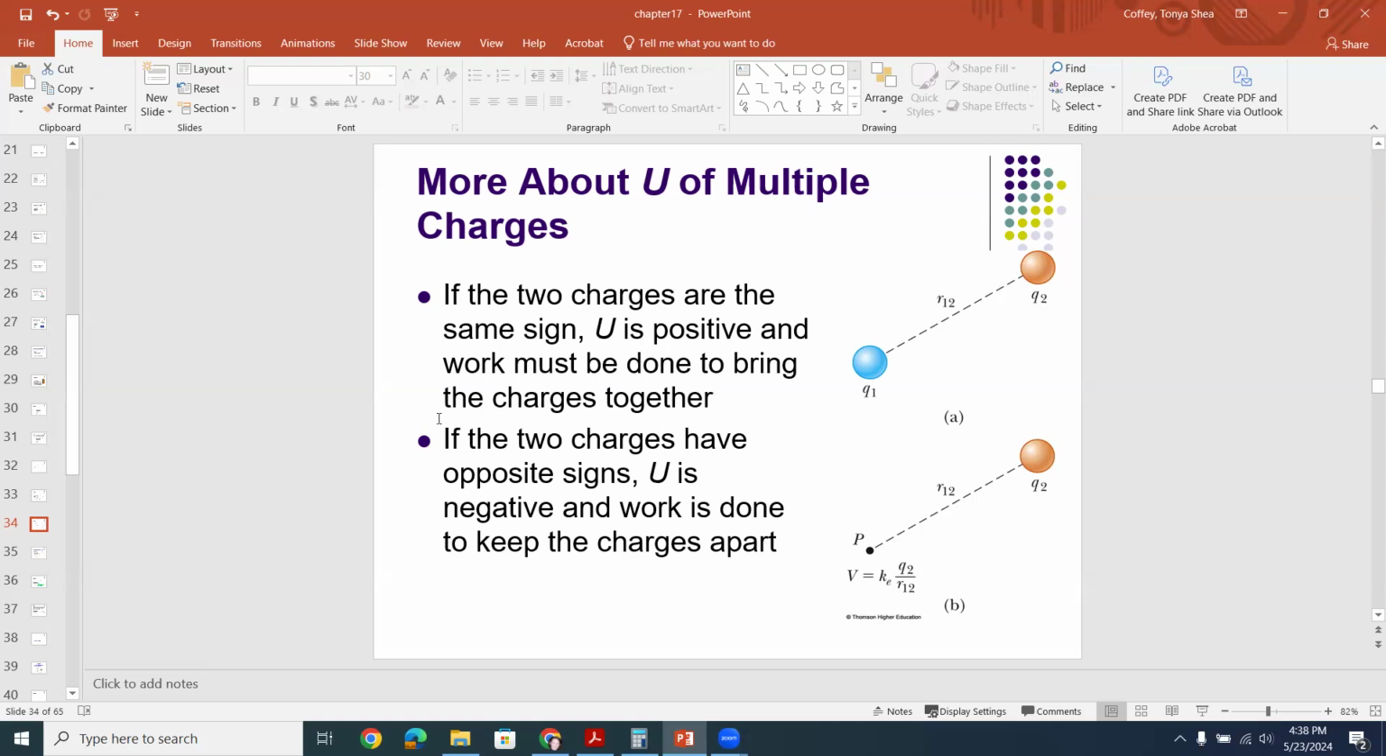Now, if the 2 charges have opposite sign, then that means that you have Q1 times Q2 giving you a negative number. So the potential energy is negative, and work has to be done to keep the charges apart because they attract one another. Remember, opposites attract.